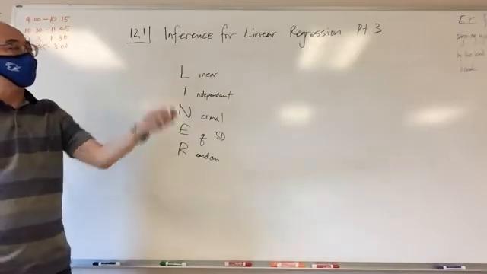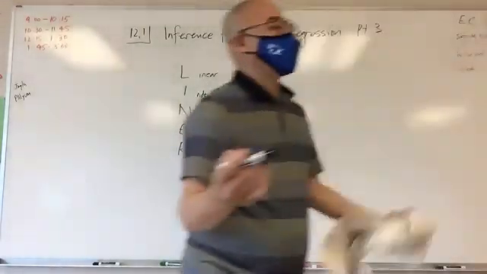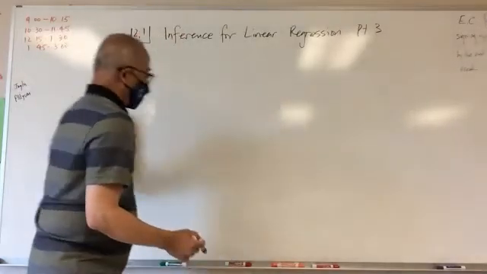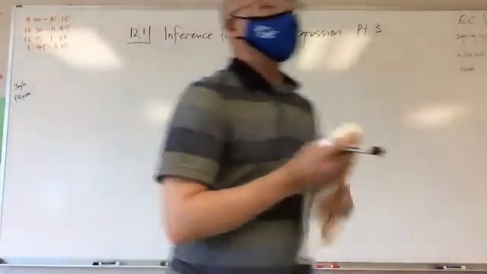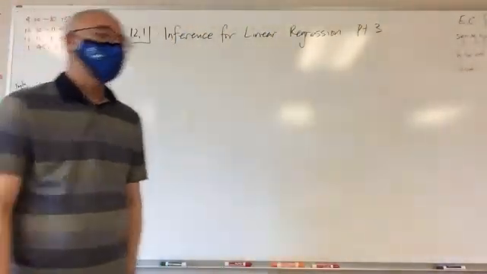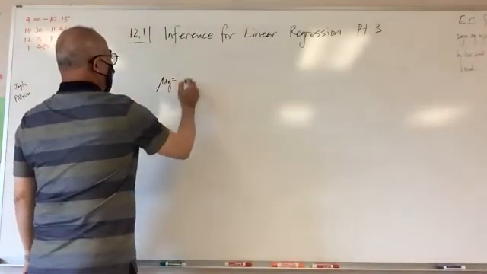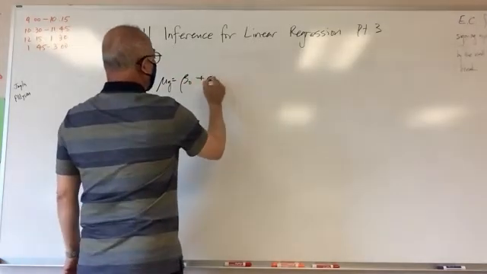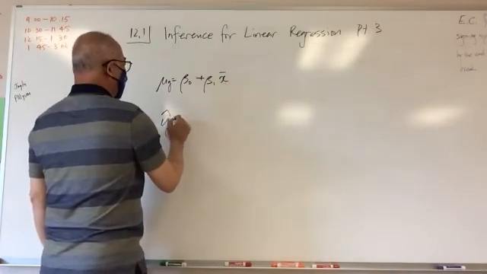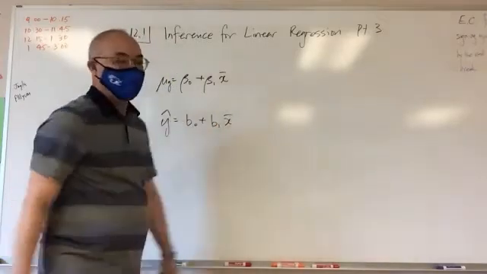So today we're going to do the confidence interval, and then we're going to do the significance testing, both of those on the actual slope of your regression line. Okay, so that's what we're actually doing here. So the population, remember, looked like beta naught plus beta 1 x, and then the sample was y hat equals b naught plus b1 x, like that, right?